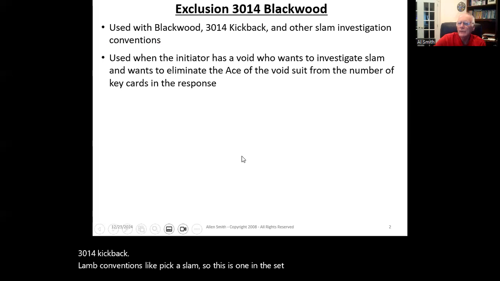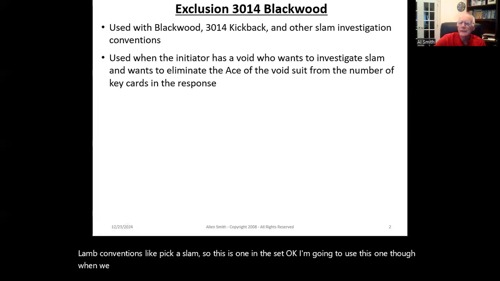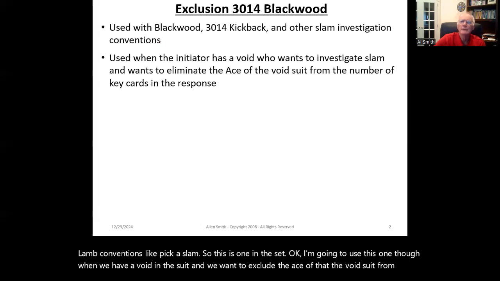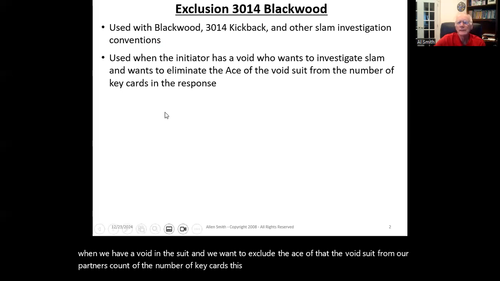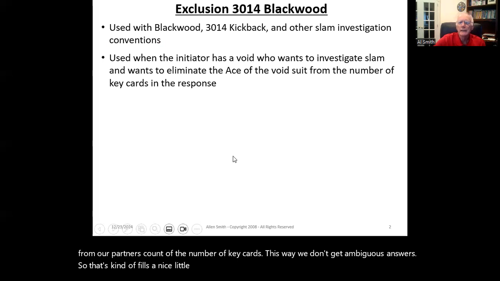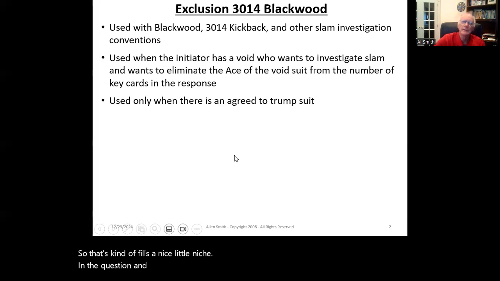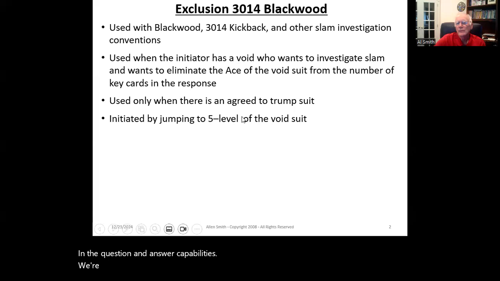I'm going to use this one when we have a void in a suit and we want to exclude the ace of the void suit from our partner's count of the number of key cards. This way we don't get ambiguous answers. So it fills a nice little niche in the question and answer capabilities. We're only going to use this when we have an agreed trump suit, and it's initiated by jumping to the 5 level of the void suit.